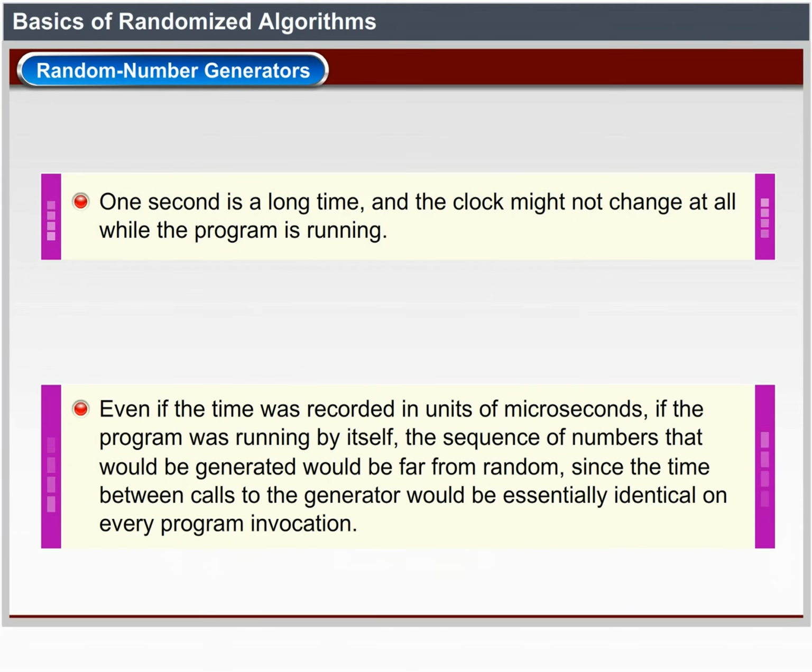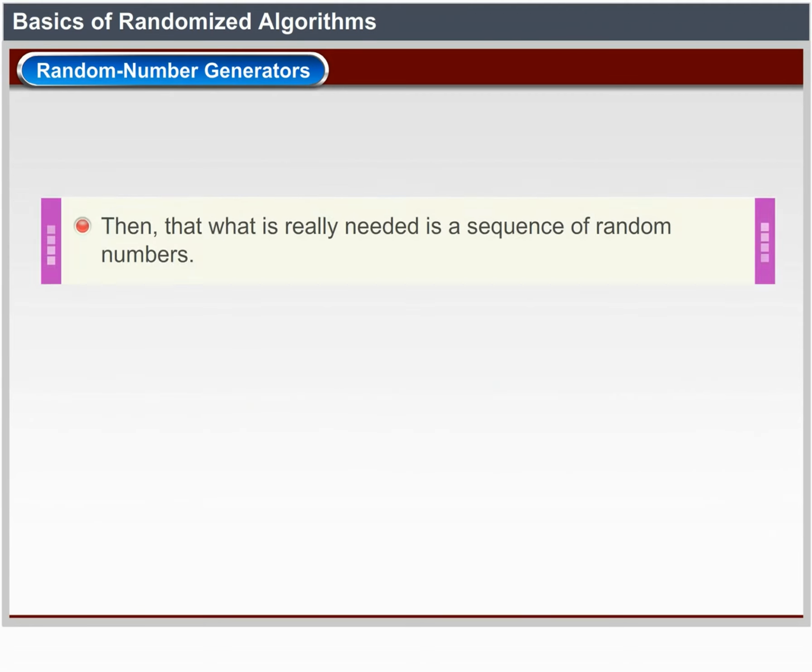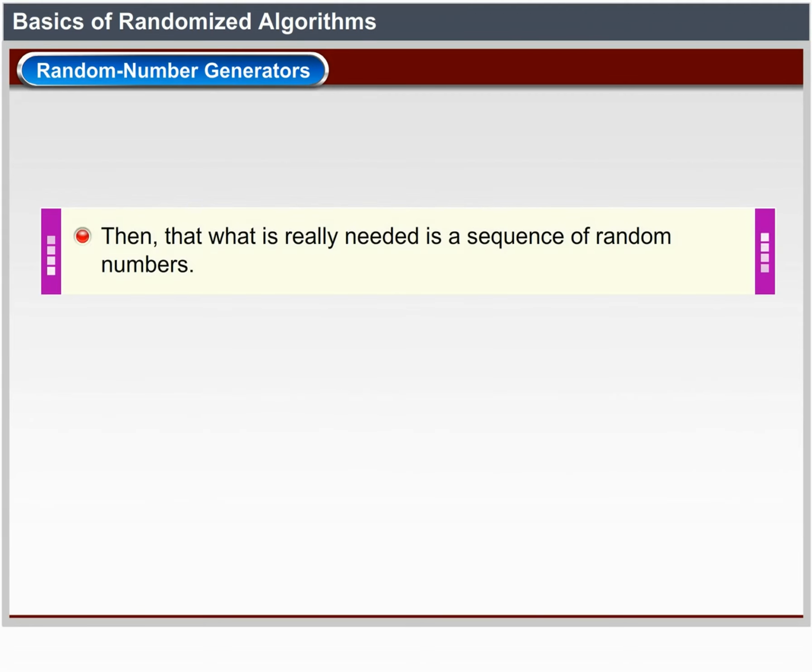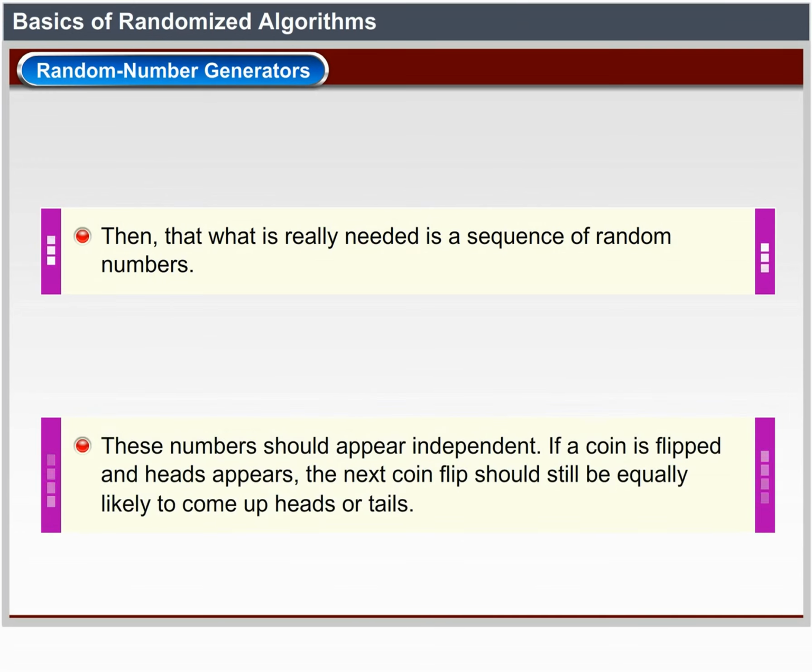Even if the time was recorded in units of microseconds, if the program was running by itself, the sequence of numbers that would be generated would be far from random, since the time between calls to the generator would be essentially identical on every program invocation. Then, what is really needed is a sequence of random numbers. These numbers should appear independent. If a coin is flipped and heads appears, the next coin flip should still be equally likely to come up heads or tails.